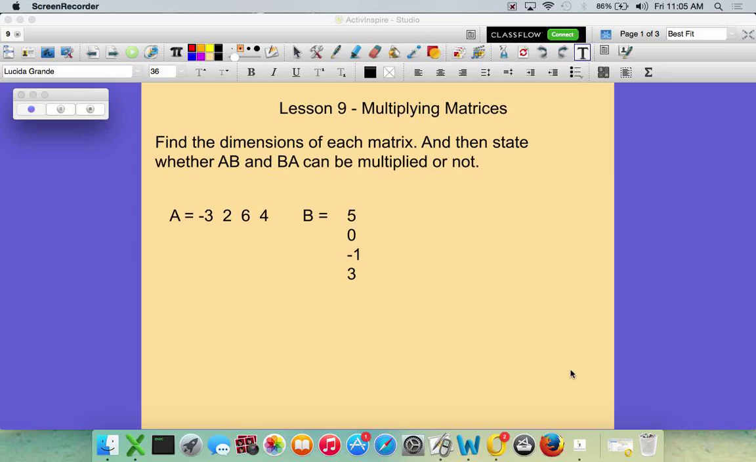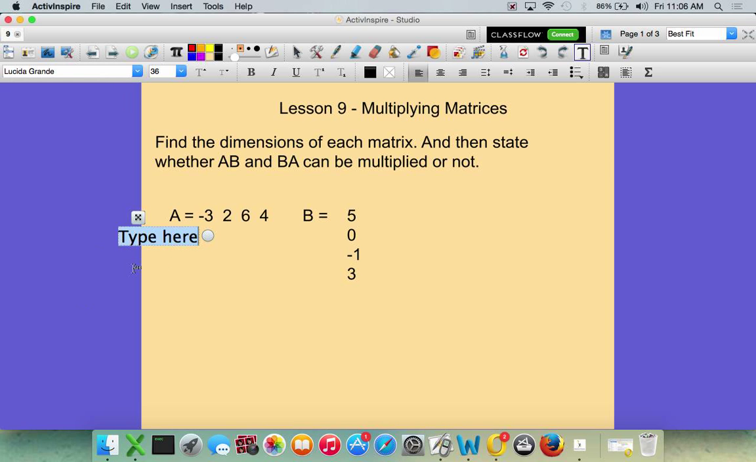9 is about multiplying matrices. Now, a few weeks ago we talked about adding and subtracting matrices. When we did that, we had to find the dimensions first, and then if the dimensions were the same, they could be either added or subtracted. Today we're going to multiply these matrices, and we still have to do a lot of the same things, but the process is going to be different here.